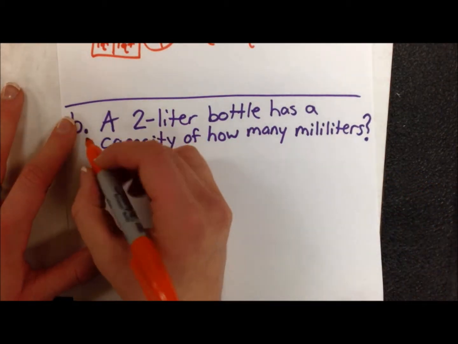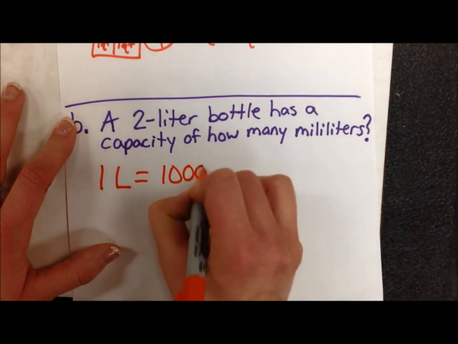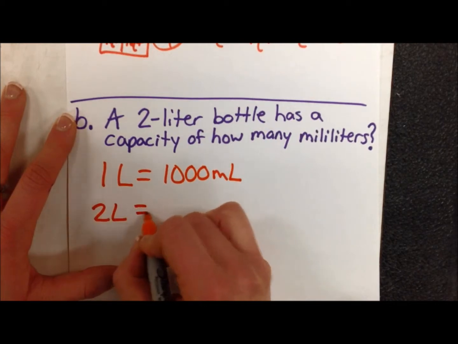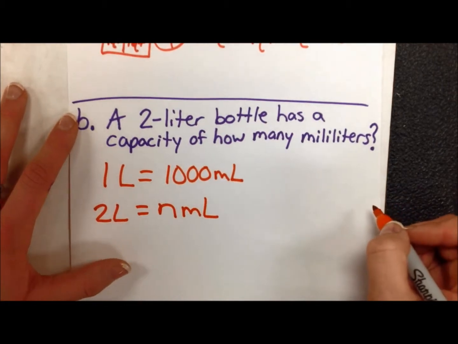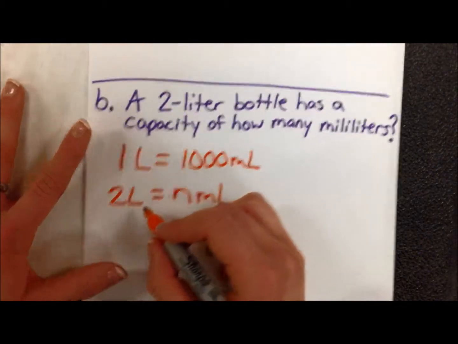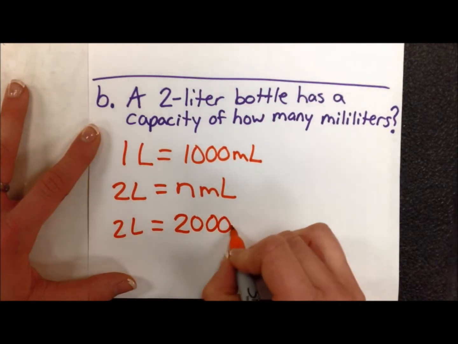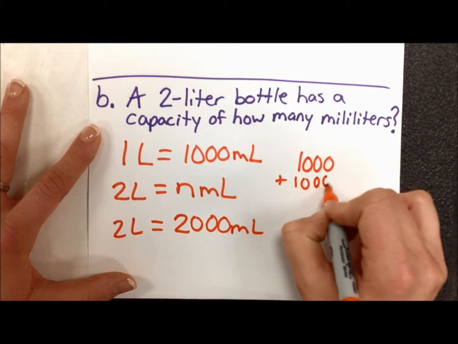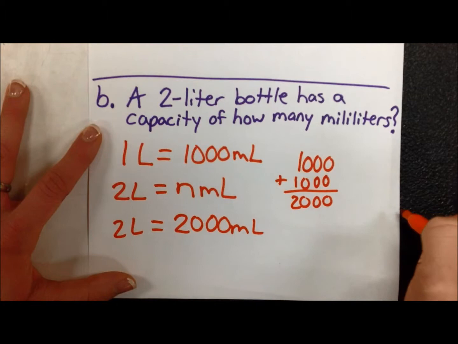Well, we know that 1 liter is equal to 1,000 milliliters. So if we have 2 liters, 2 liters would equal N, we'll say, milliliters. So if we have 1,000 plus another 1,000, that means 2 liters is equal to 2,000 milliliters, because 1,000 plus 1,000 is equal to 2,000. So that'd be 2,000 milliliters.